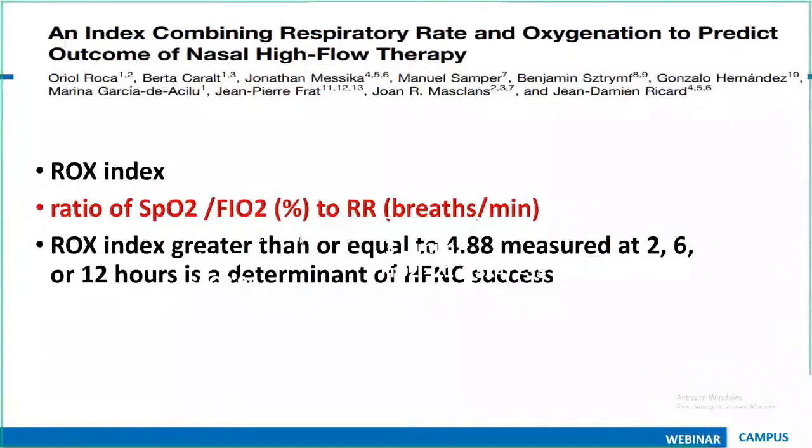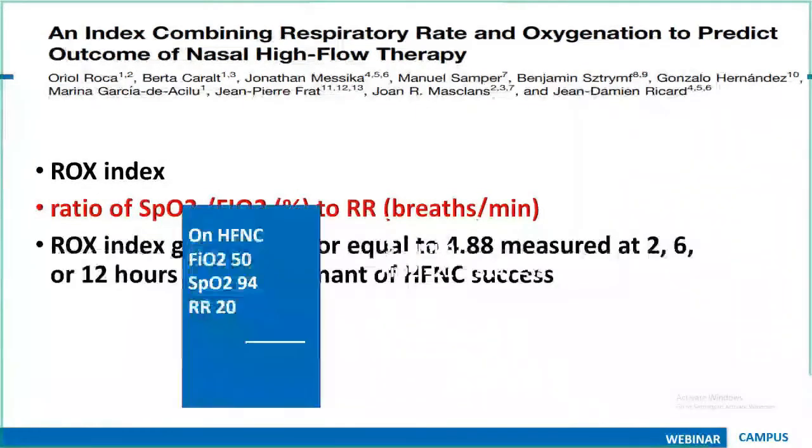You have to assess this index every 2 hourly and see whether this patient is tolerating or not. If the ROX index is more than 5, you can comfortably keep this patient on NIV or HFNC or oxygen. If the ROX index is less than 5, immediately you have to think about ventilating such patients.